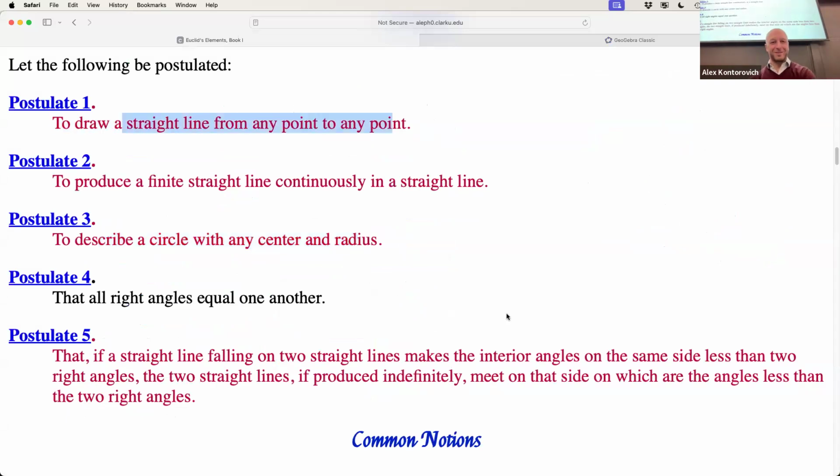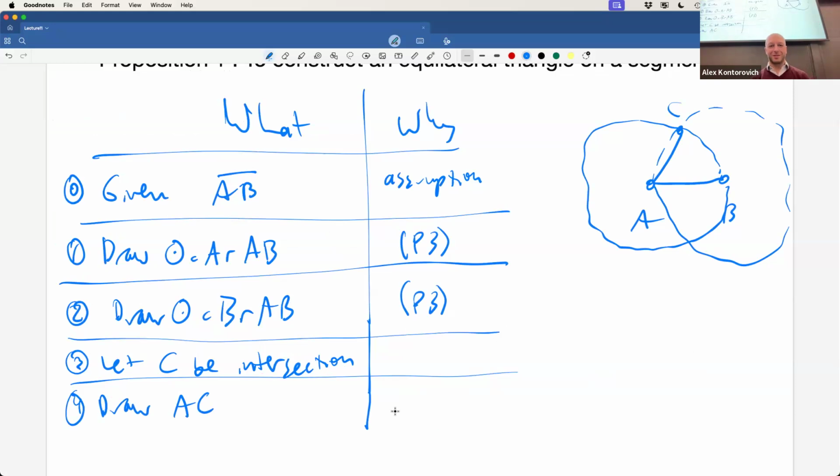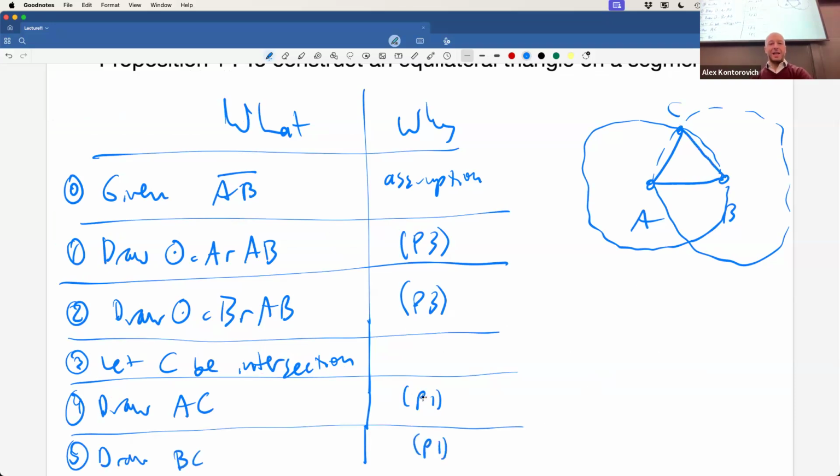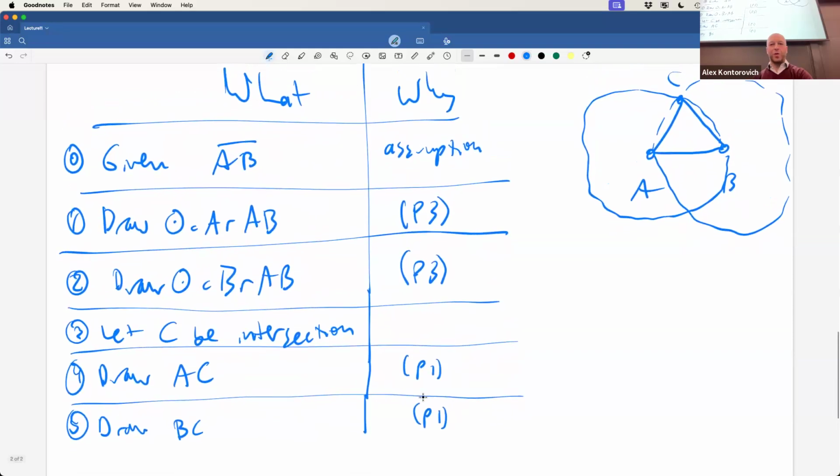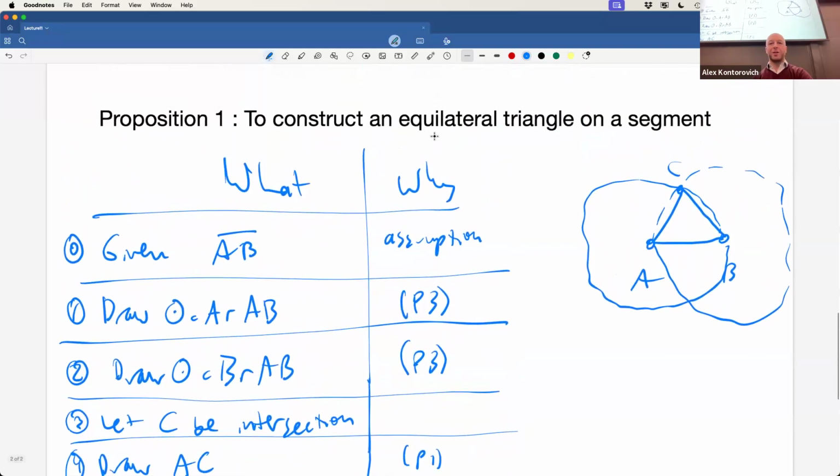Yep, postulate 1: construct a line between any two points. So this is postulate 1. Then we're going to draw BC. Step 5 is draw BC. That's also postulate 1, which allows us to draw BC. And now we want to argue that what we have is an equilateral triangle.